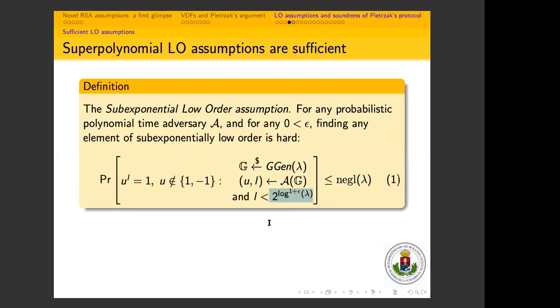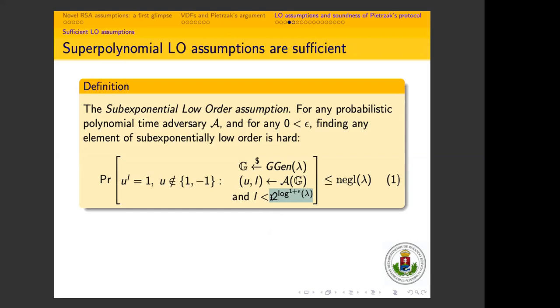So that's the reason we still cannot be sure whether the sub-exponential low order assumption really holds for all RSA moduli, but at least we can certify that RSA moduli are free of low order elements. So in practice, one can still be certain that the modulus being used is kind of safe.